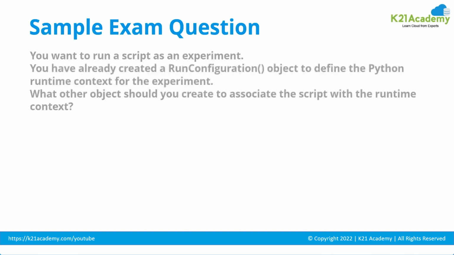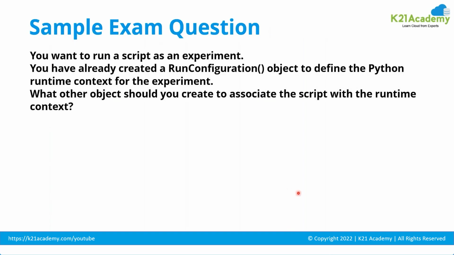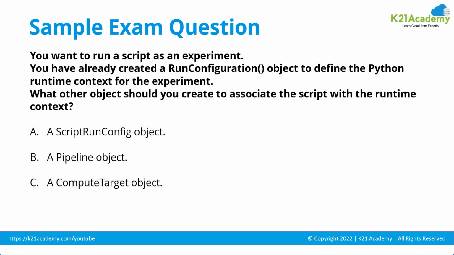So let's quickly take a sample question here. You want to run a script as an experiment. You have already created a run configuration object to define the Python runtime context for the experiment. What other object should you create to associate the script with the runtime context? Okay, just as discussed, we will use the ScriptRunConfig object.